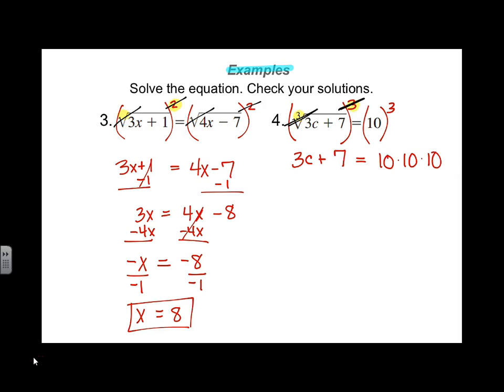So then we do have 3c plus 7 equals 1,000. Johnny's already saying, hey, we need to keep solving. And he's right. We have to subtract 7 and divide by 3. Yeah, some of you guys are already seeing the steps to getting c. I think you got 993, right?